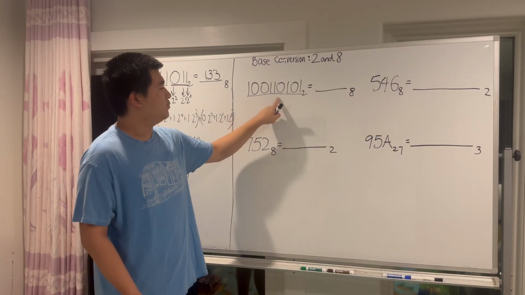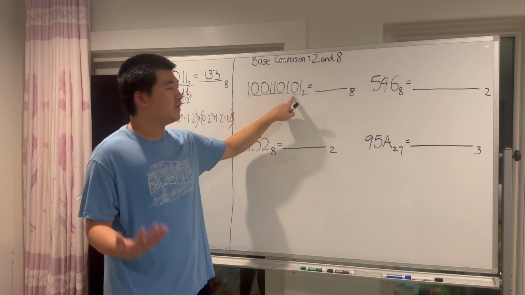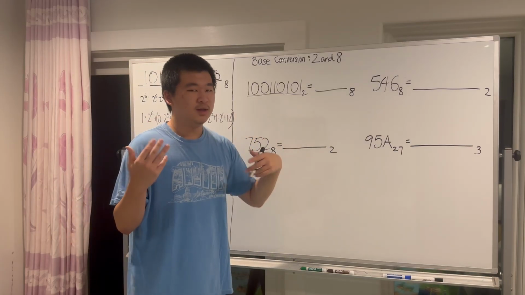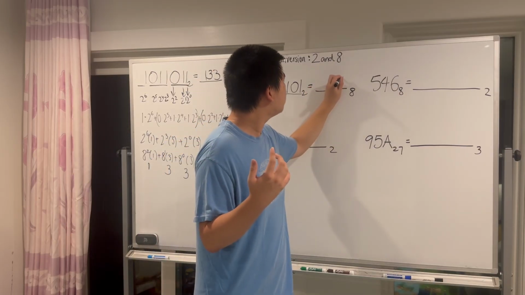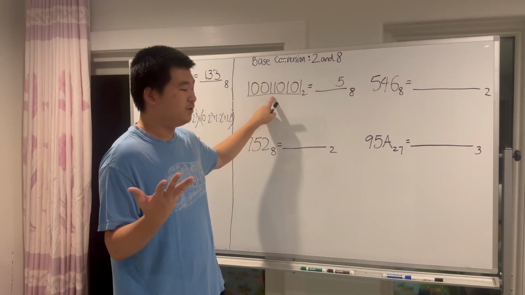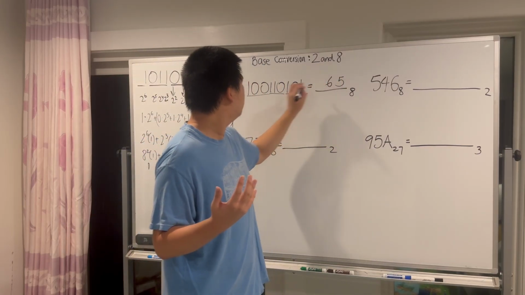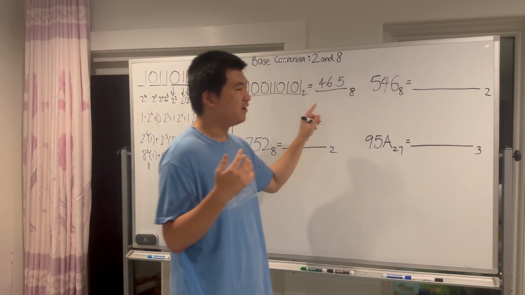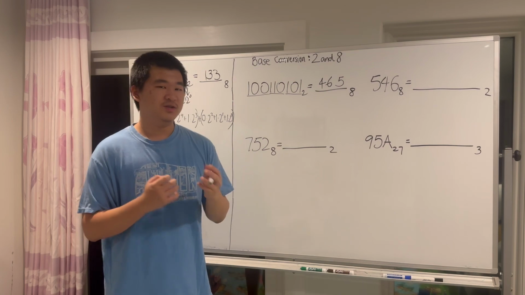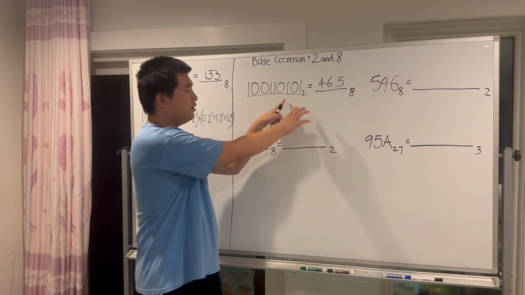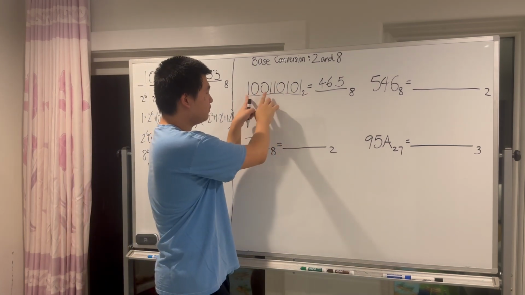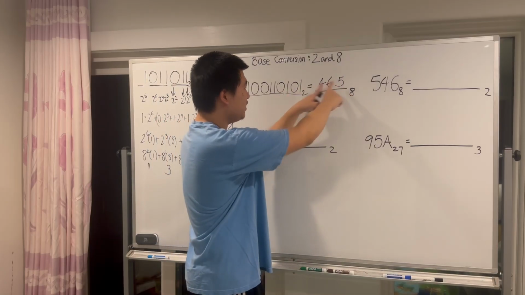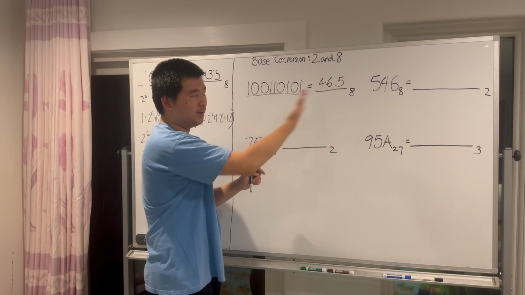So make these groups, then take this group. Now this is 1, 0, 1 in base 2. Try to convert it to base 8. 1, 0, 1, that's going to be 5. Then 1, 1, 0, that's going to be 6. And 1, 0, 0, that's going to be 4. And so literally our answer is just 4, 6, 5. Once again, the trick is to take groups of 3, convert each individual group of 3 into one digit in base 8, and just write it in that order.